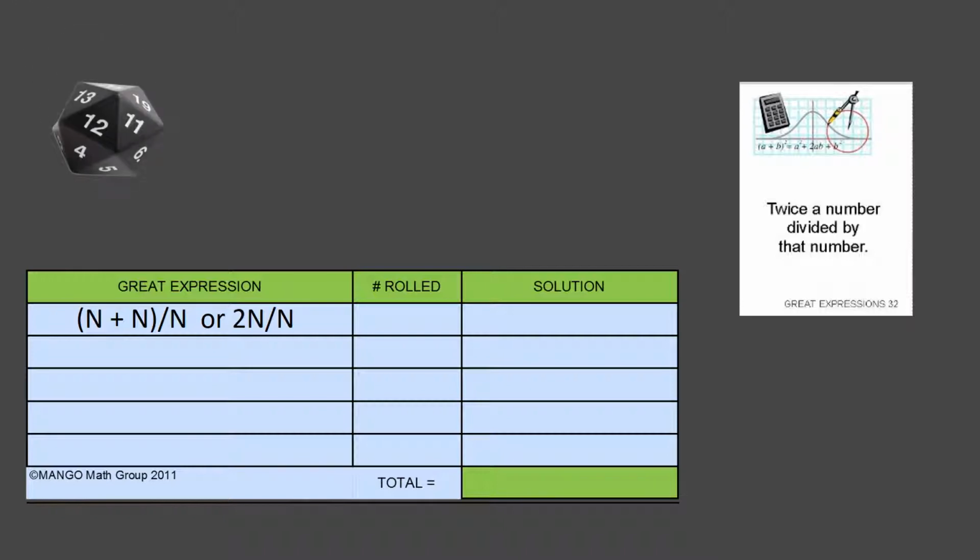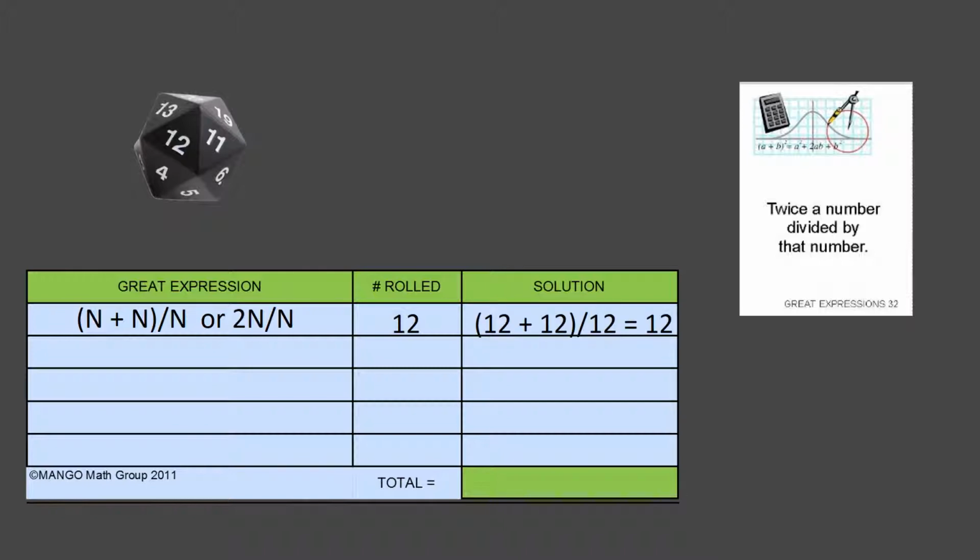But then they'll roll a dice. The number on the die will be the number that represents the n, or the unknown number. And they'll write that in, and then they'll come up with a solution. So they have an expression, and then they'll come up with an equation. And it's 12 plus 12 divided by 12, which equals 12. So it's actually just the number itself.